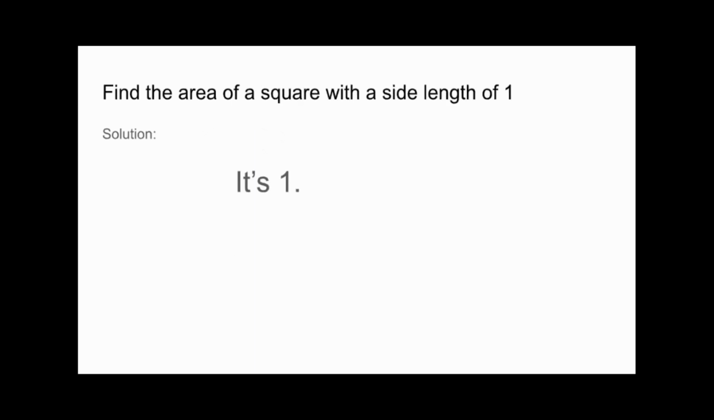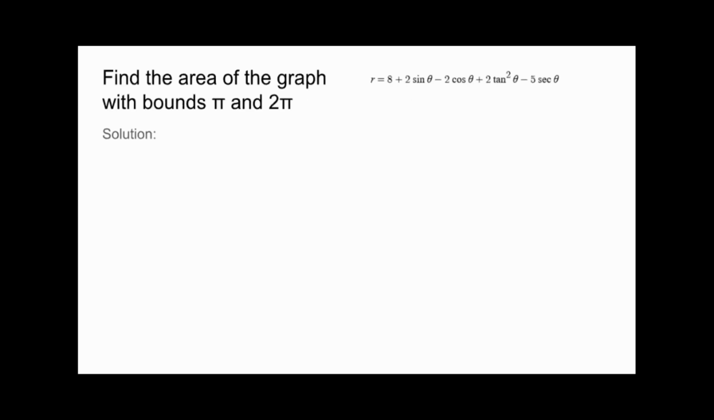Square. Side length of 1. My AirPod died. Keep going, just keep going. So how do you find the area of a square with side length of 1? Easy. It's 1, because that's 1 times 1.